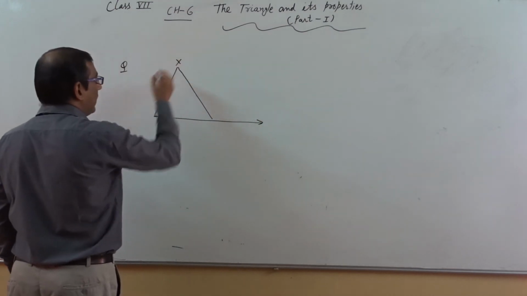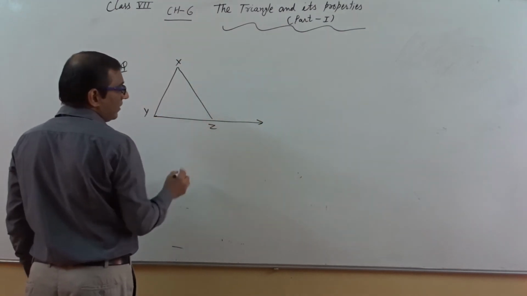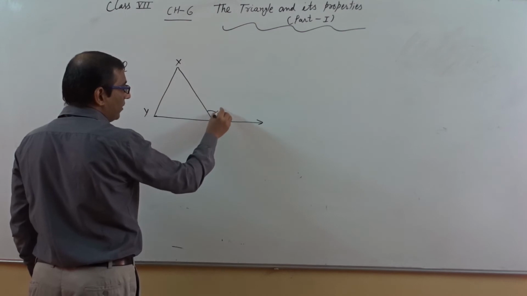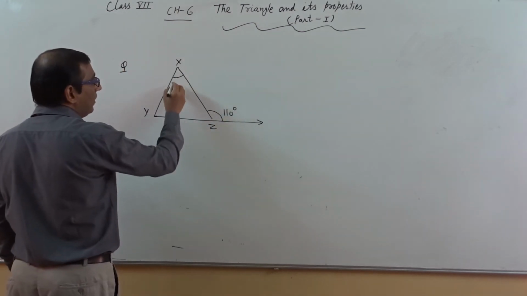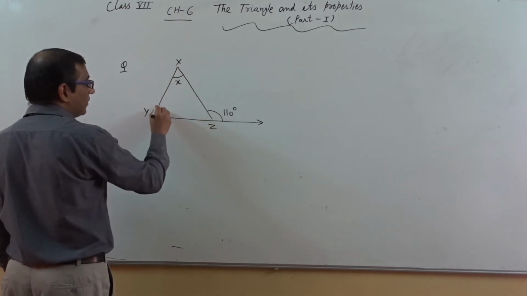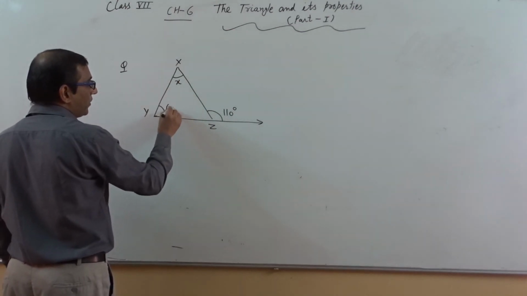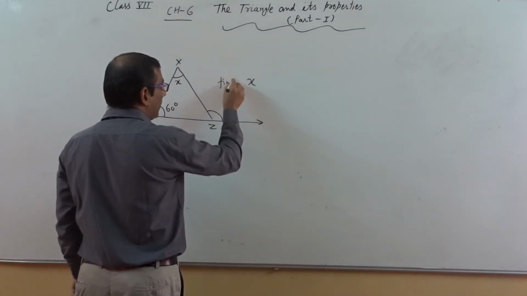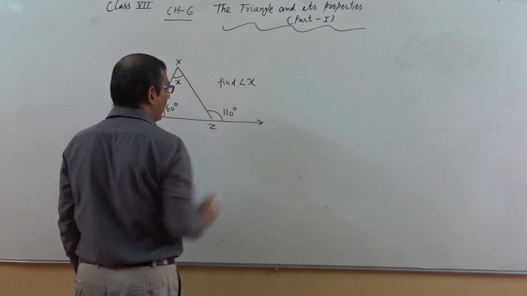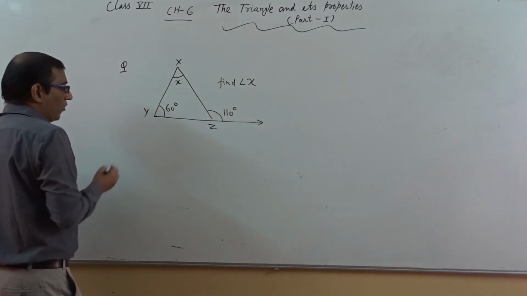So this is the triangle X, Y, Z, and if I am saying this angle is equivalent to 110 degree, right? And this is angle X, and this is 60 degree. Then how can we calculate? How can we find the value of angle X? So how can we solve it?